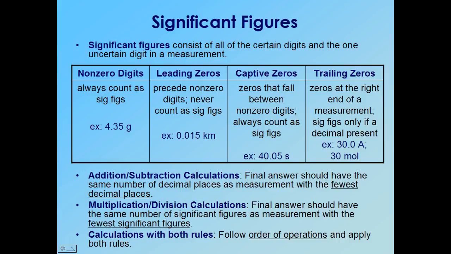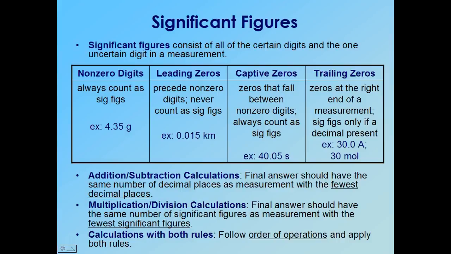Finally, we have the trailing zeros. These are the zeros found at the very end of a measurement. And these are the ones that play games a little bit, and so sometimes a book ends on a whimper, and sometimes it has a neat twist at the end. When you have a decimal in your measurement, the zeros at the end are like the twist in the book. Those are critical. They are there because they were measured precisely.